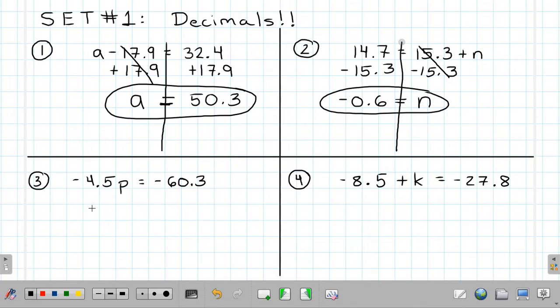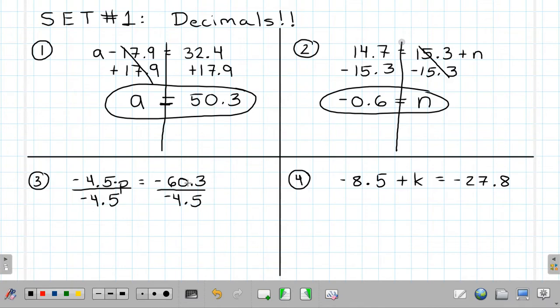Now, number 3, in this case, we have negative 4.5 times p, so that means that's multiplication right there, equals negative 60.3. Well, since this is multiplication, that means we need to divide, and we'll need to divide by what we're multiplying p by, in this case, the negative 4.5, because once again, we want to get rid of the negative 4.5. But if we divide by negative 4.5 on the left, we have to divide by negative 4.5 on the right.